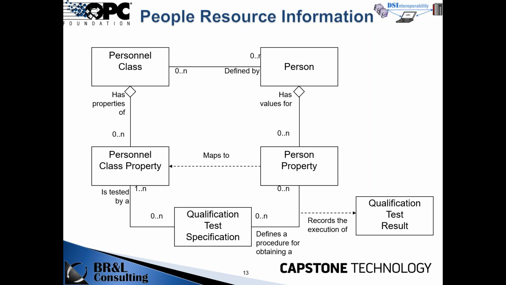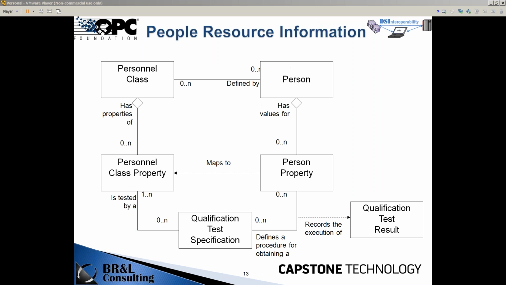And each person has properties, each class has properties. So, for example, we may have a class of operators, and the operator has a property that says whether or not they can work second shift. Each person then has a value for those properties that say, yes, this person can work second shift or not. Likewise, we have qualification tests and qualification test results. So these are the formal object models, the UML models that were used in creating the OPC UA 95 companion specification. And I'm going to switch over the presenter to Paul, and he's going to walk through the OPC UA specs.